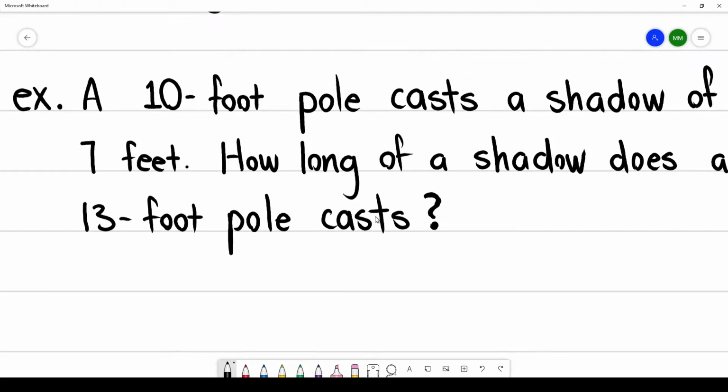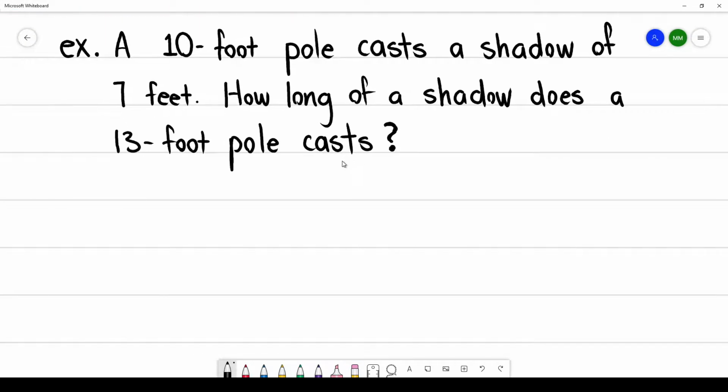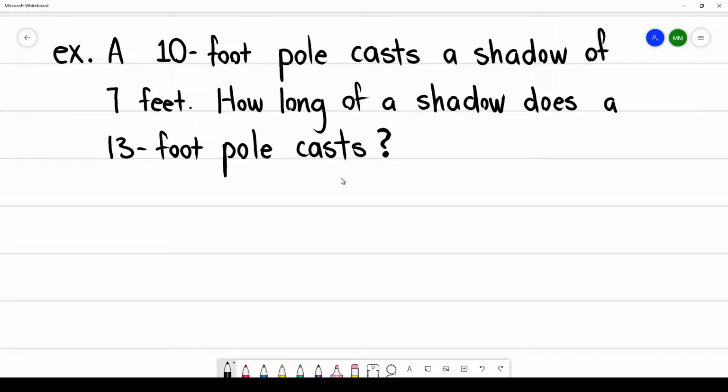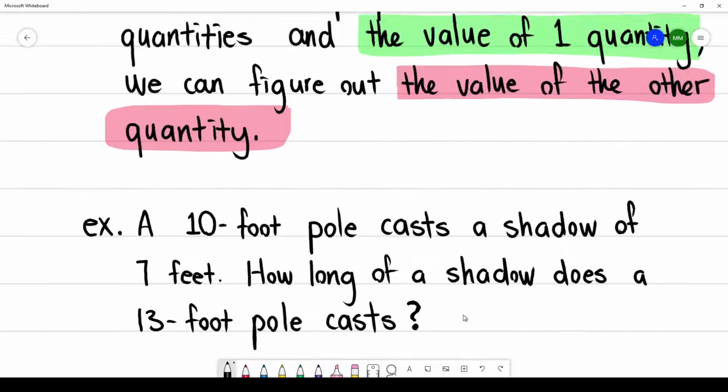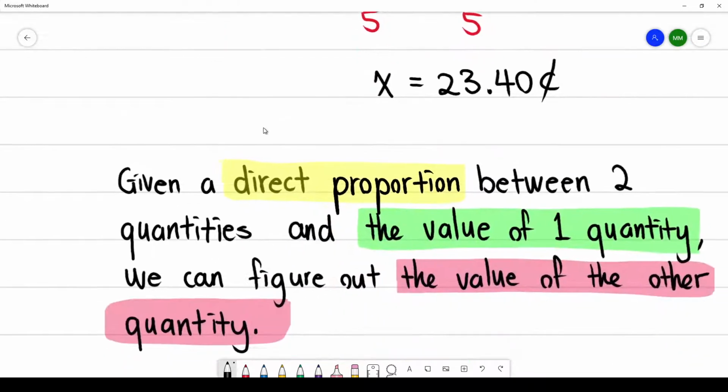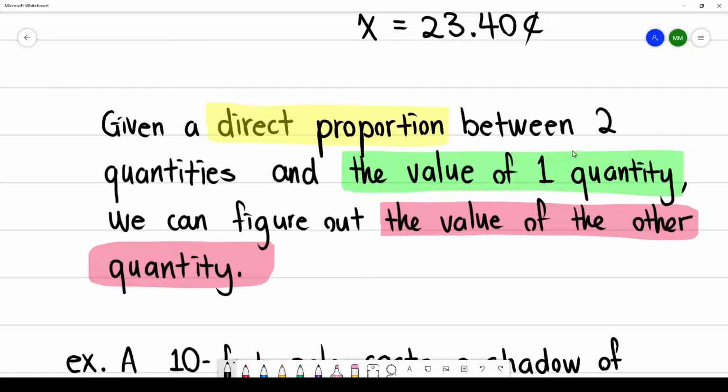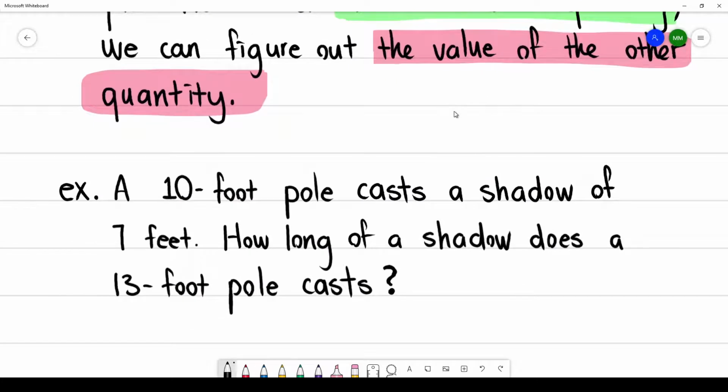So maybe a suggestion on where to begin is to draw it out, or imagine what a pole and a shadow do, right? A pole, if it's high enough, when the sun shines on it, casts a shadow. So go ahead and try it out. And remember this method. First, find the direct proportion, and then look for the value of one quantity, and then figure out the value of the other quantity.